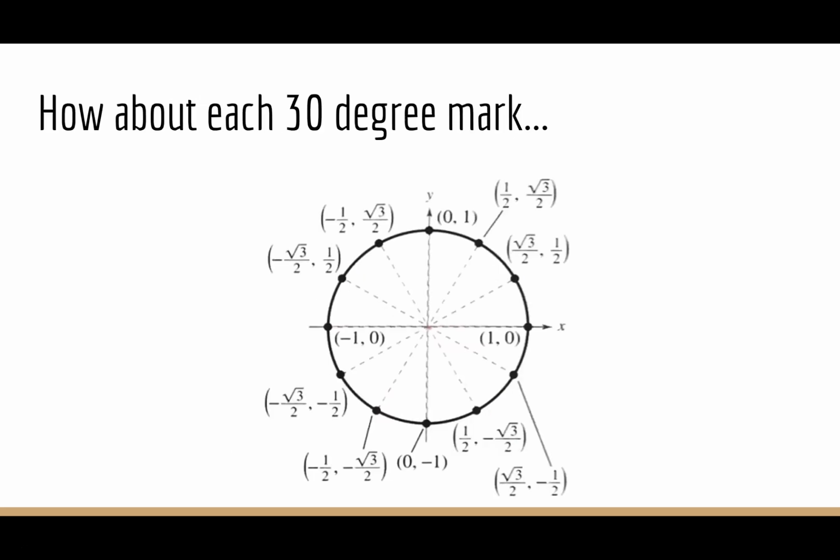Okay, we also do the 30-degree marks, so starting at 0, 30, 60, 90, and so on. Okay, these all have a pattern as well. Other than the intercepts, it's all just square root of 3 over 2 and 1/2. And it keeps on flip-flopping as you go, the x and y.